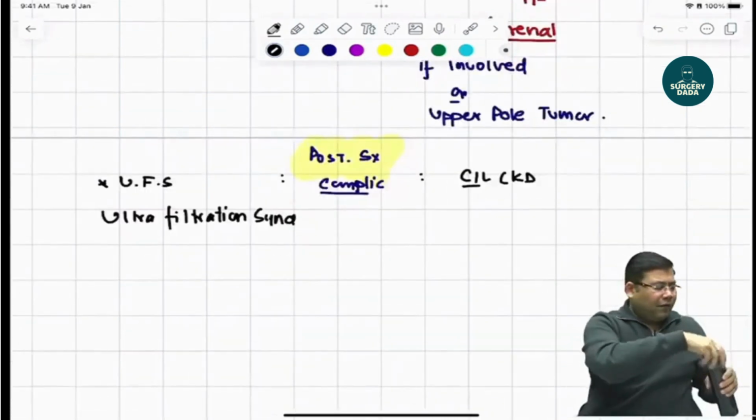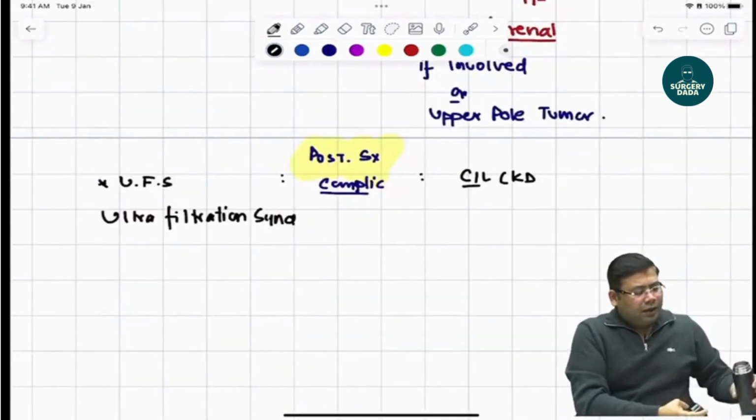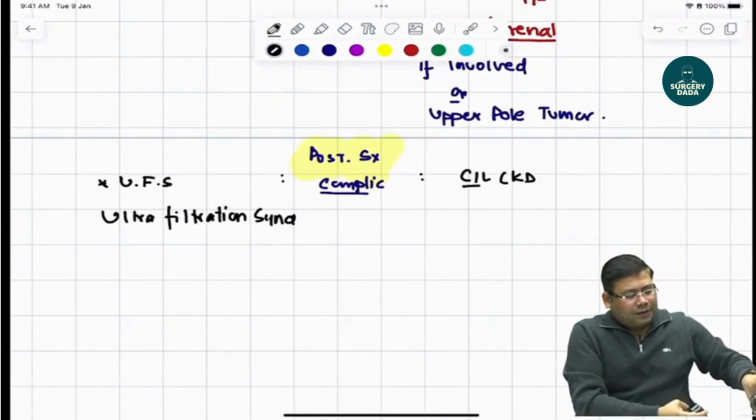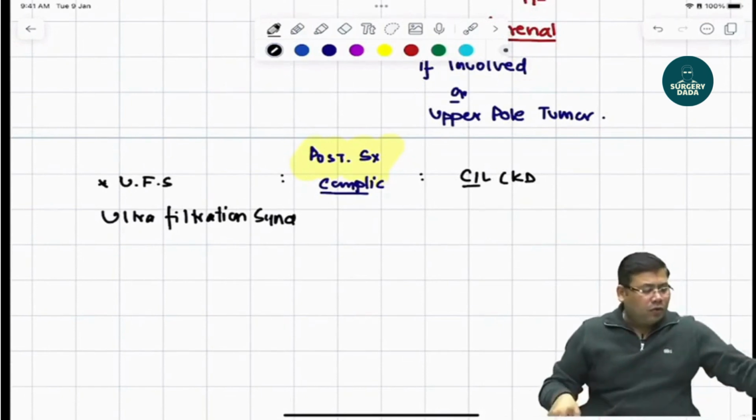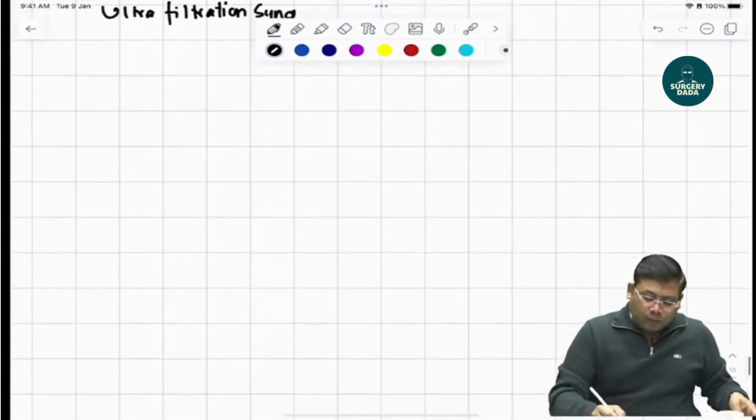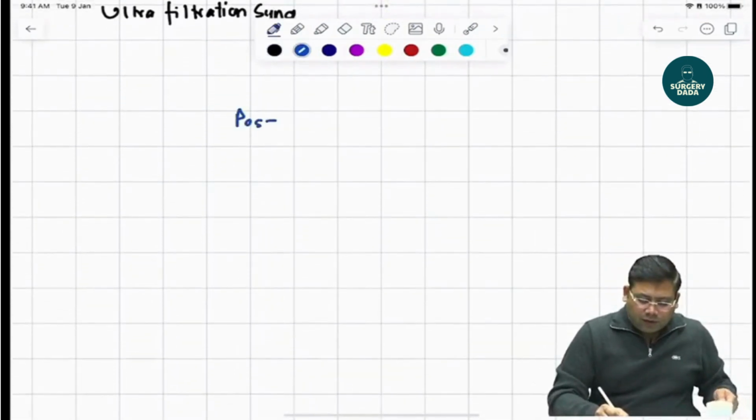Next, we are left with the follow-up of the kidney or follow-up after RCC. Do you know RCCs are radioresistant, so we don't go for radiotherapy. So post-surgery, this is what is very important.